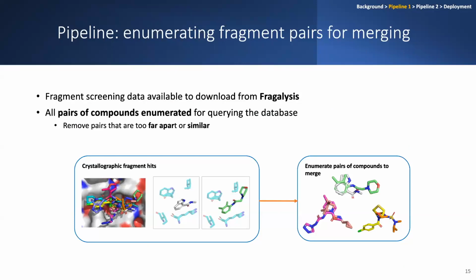So for each of these targets, we start with the crystallographic screening data, and we enumerated all pairs of compounds to merge. And we do some basic filtering here, removing pairs of compounds that are quite far apart or might be too similar.